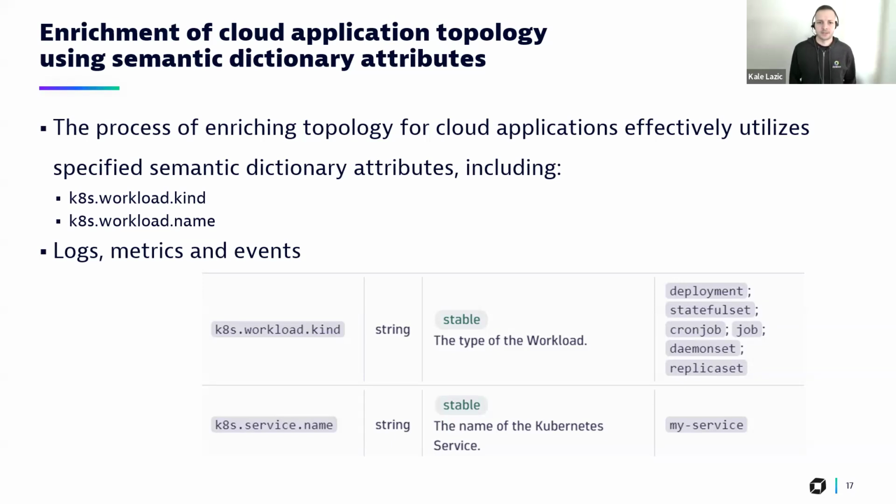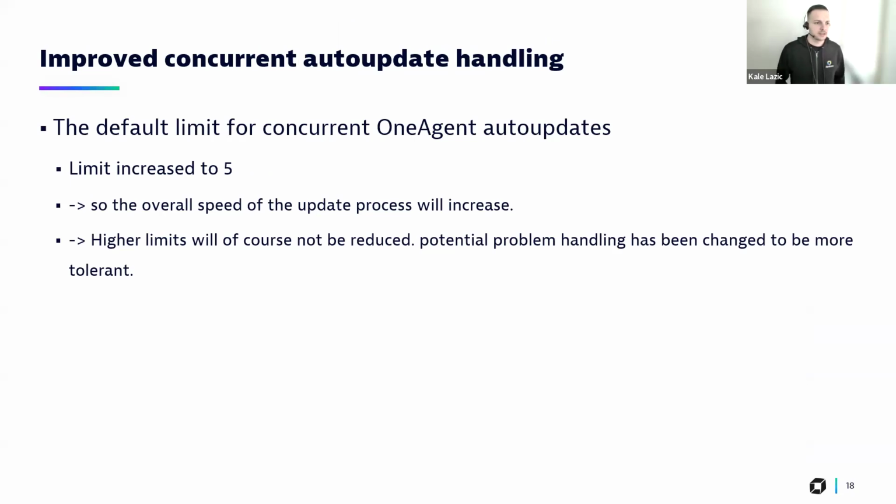Yeah, exactly. All right, then we have one more feature in the infrastructure domain. It's about the improved concurrent auto-update handling. We increased the limit for the concurrent OneAgent auto updates to 5, so that the overall speed of the update process is increased. So it lowers the time it takes to update the OneAgents. Nevertheless, if your environment, your tenant, already had higher limits that were configured before with specific requests in our live chat, for example, we will not touch this. So higher limits, of course, will not be reduced. Okay, good to hear that.